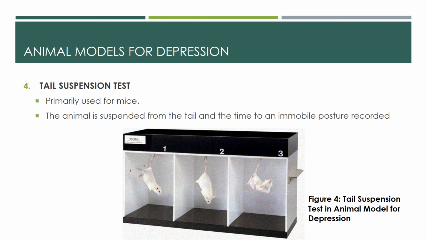Another one is the tail suspension test. It is primarily used for mice. The animal is suspended from the tail and the time to an immobile posture is recorded. It is mostly not done for rats because rats are heavy, and this experiment is mainly used for mice.